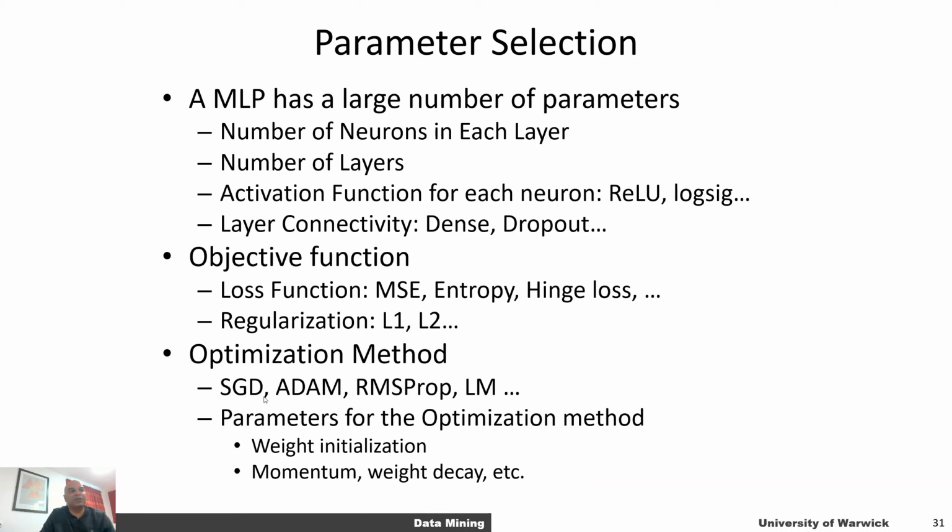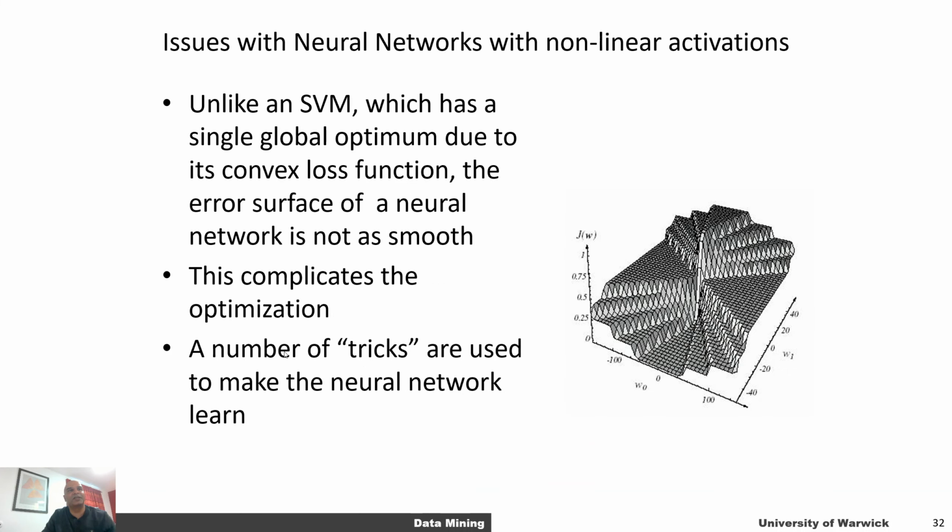Similarly, you can use different types of optimization methods. You can use stochastic gradient descent. You can use adaptive gradient descent with momentum. There are other methods like Levenberg-Marquardt optimization or RMS-prop. And your weight initialization, where you initialize the neural network, is going to also have an impact. So how do we figure out all of this in the neural network?